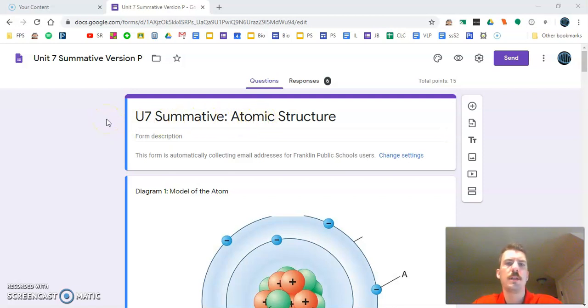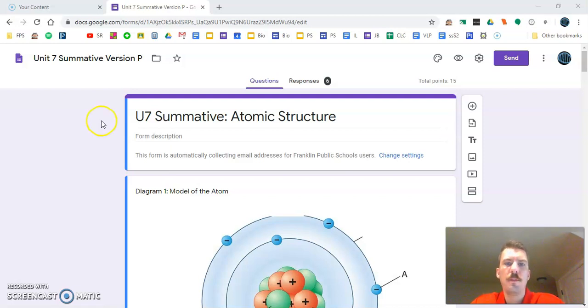Note that this summative was not graded on Google Forms, and you will find the grade in two different rubrics, both of them on PowerSchool. So those grades either have been entered or will be entered shortly once I get all the submissions.